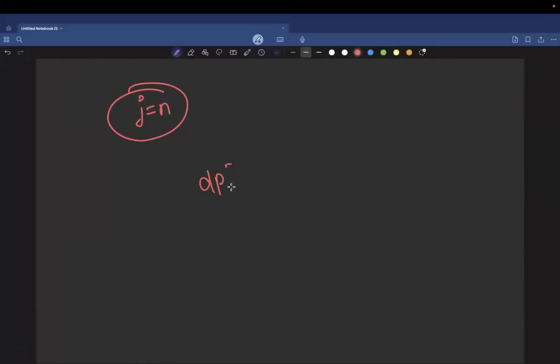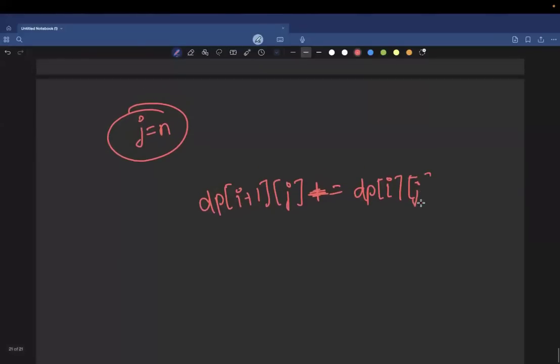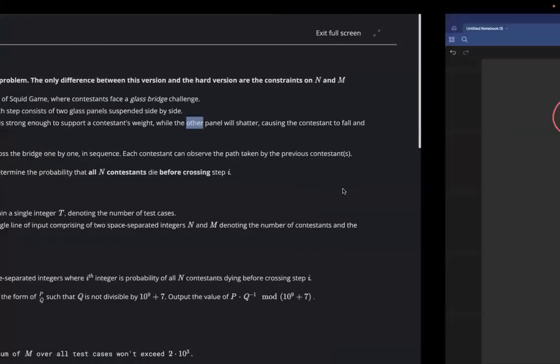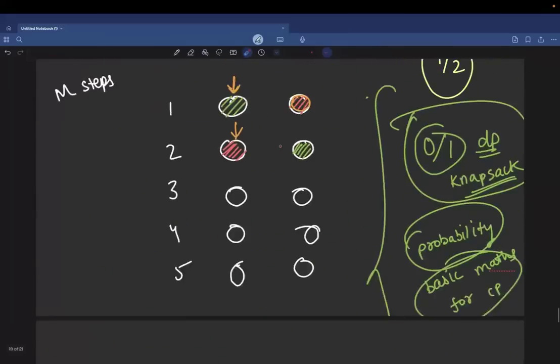So the transition for this case would be, if j is already equal to n, dp of i plus 1, j would be incremented by just dp of i, j. Here the probability would be 1 because nobody else can die now. We don't have that many people to die. So you just had to apply this dp thing.